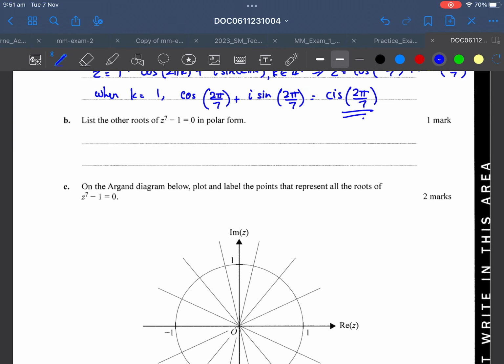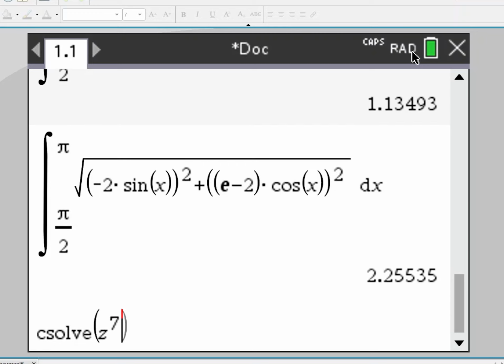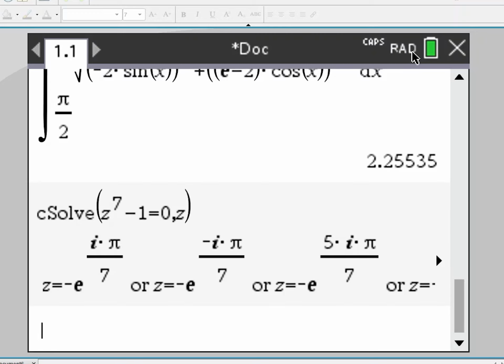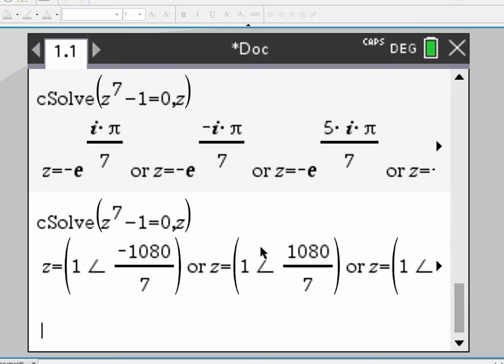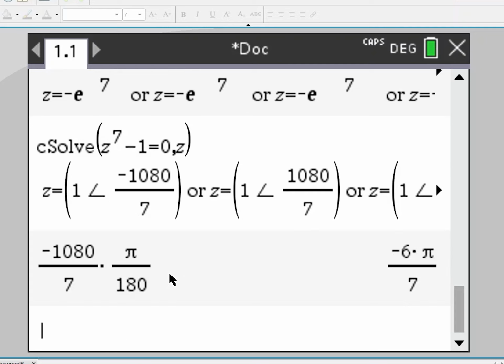So list the other roots of z to the power of 7 minus 1 equals 0. Okay, I'll just do that using CAS. So cSolve, z to the power of 7 minus 1 equals 0, comma z. Maybe I'll try doing it in degrees and see if I get something a bit nicer than this. Okay, so I assume this is the angle. If I were to convert this into radians, we'll get negative 6 pi on 7.